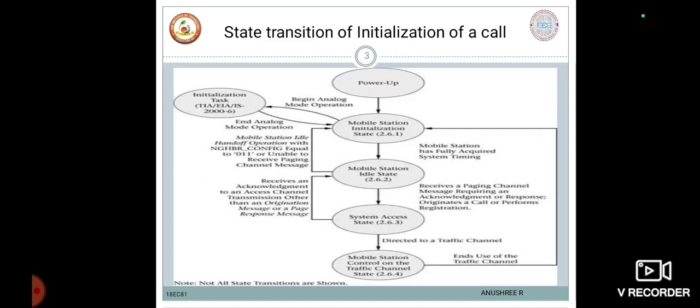Now, after the initialization or registration state, there will be three states. One is the idle state. While in the idle state, the mobile monitors the paging channel. In the system access state, the mobile station communicates with the CDMA base station, sending and receiving messages, as we can see here in the slide. Later on, in the mobile station control on the traffic channel state, the mobile communicates with the base station using the forward and the reverse traffic channels, while in various traffic channel substates.